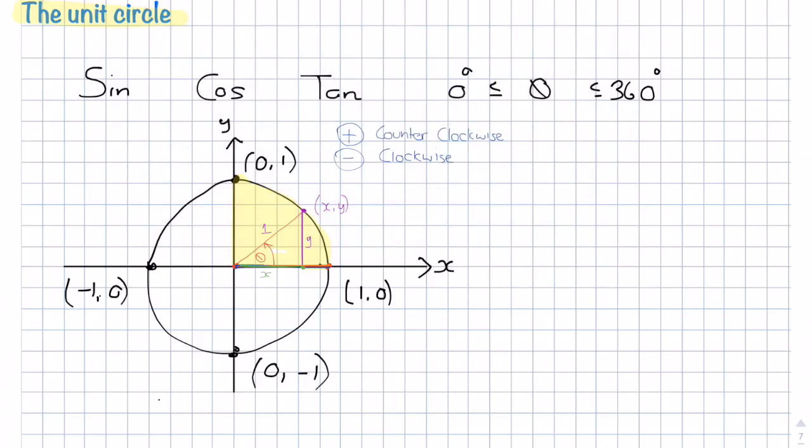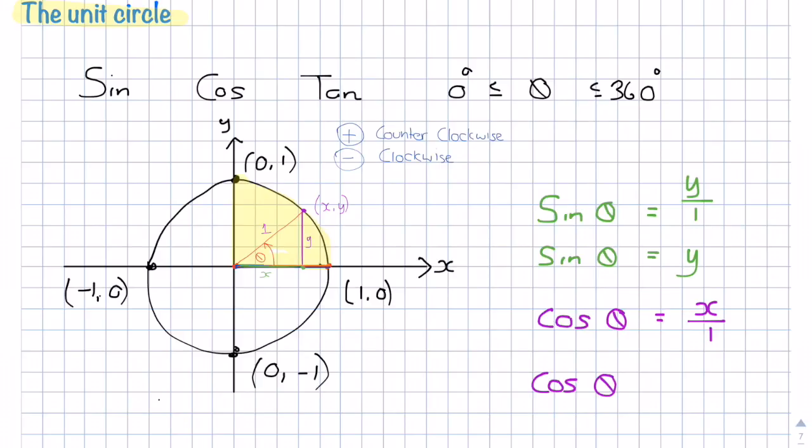What you know is that the sine of that angle theta should be the opposite over the hypotenuse, which in this case will be y over 1. Now sine theta, y divided by 1, is just y, so sine theta is y. I can do the same for cos. The cos of that angle theta is the adjacent over the hypotenuse, which is x over 1. So cos theta is x.